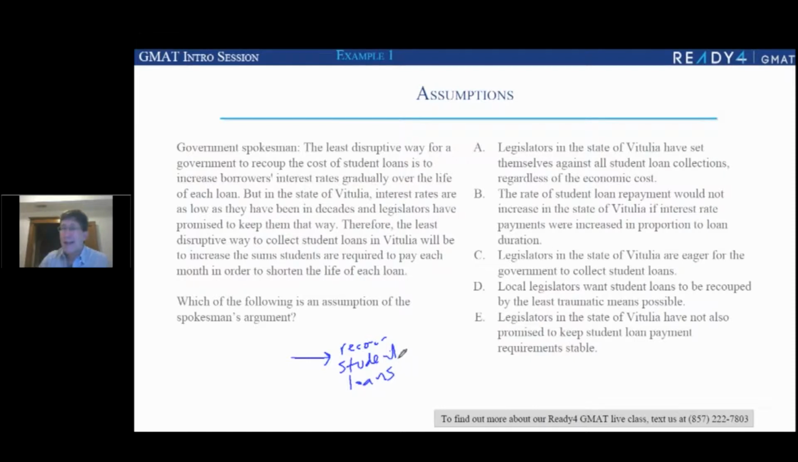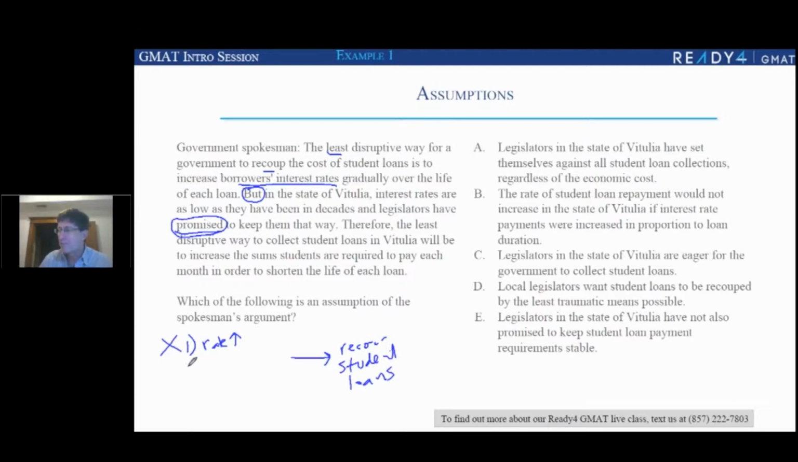Okay. And there's a fact given at the beginning. It says the least disruptive way to recoup the cost of student loans is to increase the interest rate. Okay, so that would be kind of like method number 1, would be take the interest rate and just increase it. Okay, then we have a but here. In the state of Betulia, interest rates are as low as they've been in decades, and legislatures have promised to keep them that way.